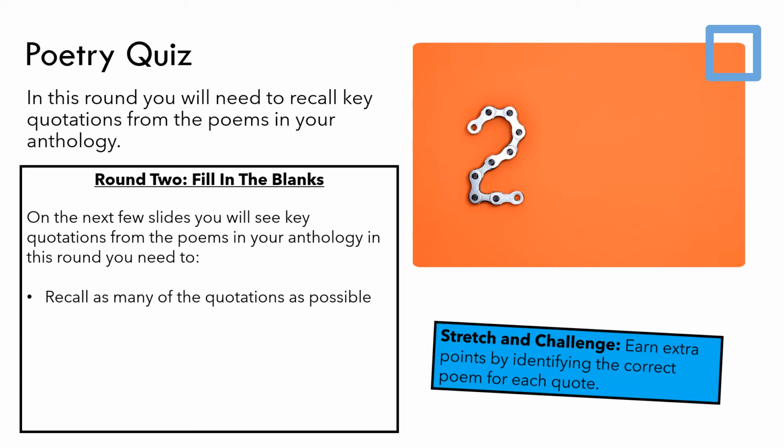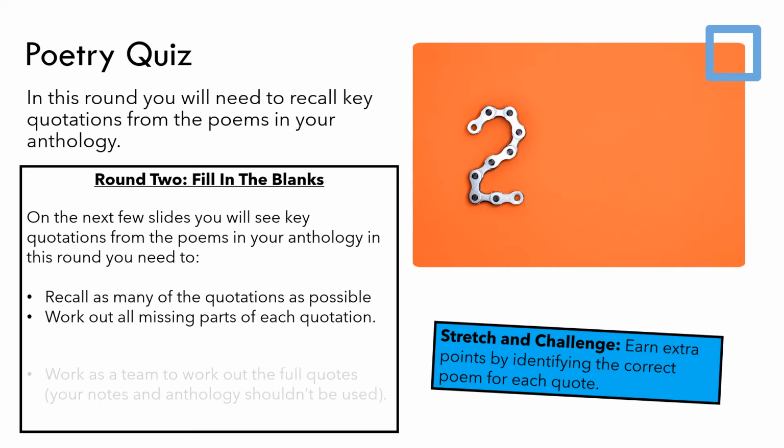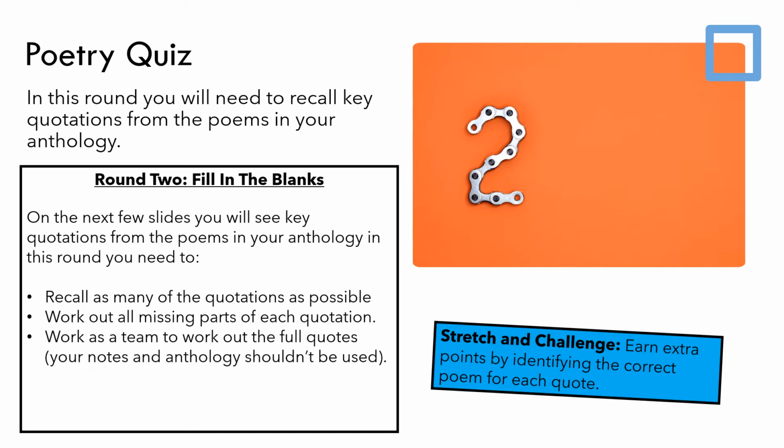recall as many quotations as possible. Again, the higher amount of quotes you can remember, the better this is going to be for you. Work out all the missing parts of each quotation. So you will see a part of a quote and there'll be a few keywords missing out. So you need to figure out what are the missing elements. And work as a team to work out the full quotes. Your notes in your anthology shouldn't be used. So again, if you can work with someone else who is going through and trying to revise similar kind of things as yourself, this will help you just to remain focused and on task as well.